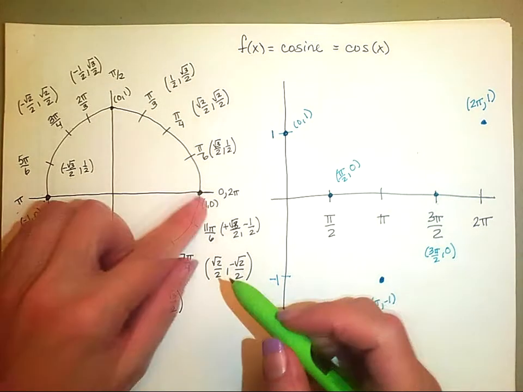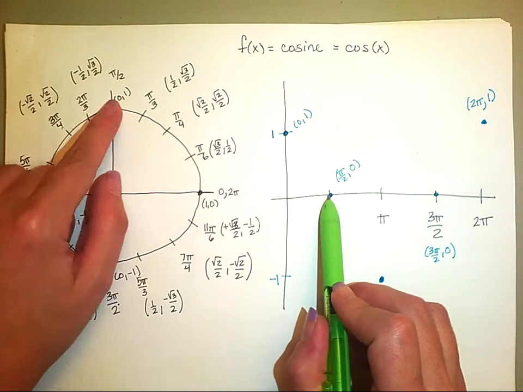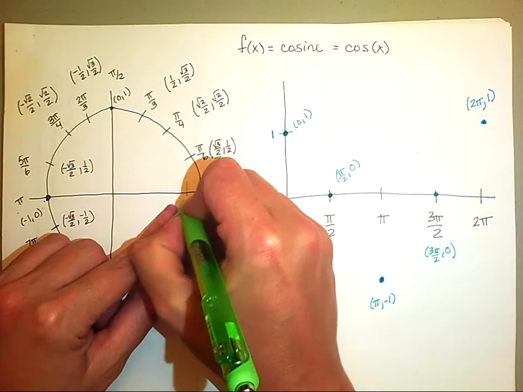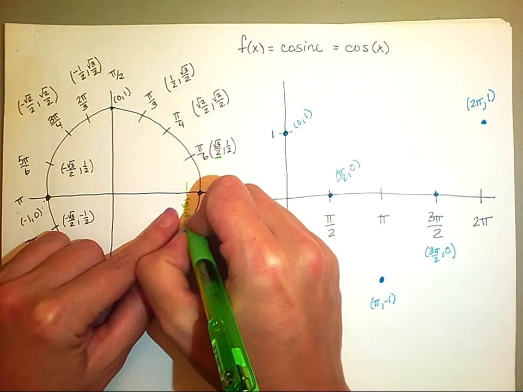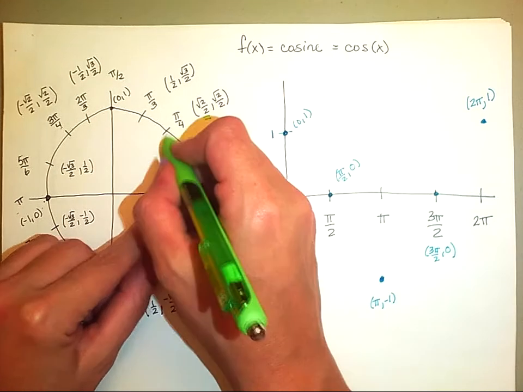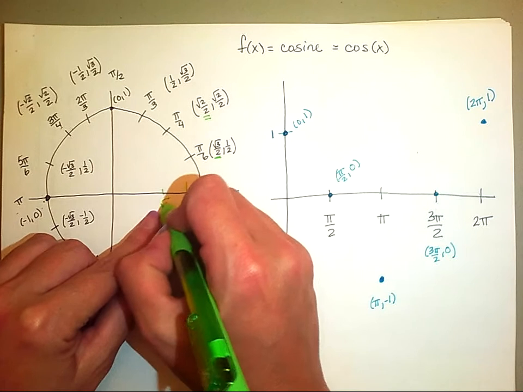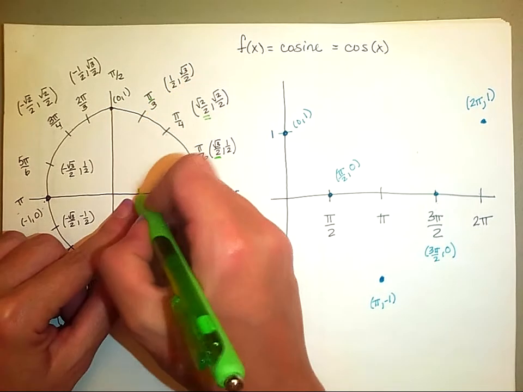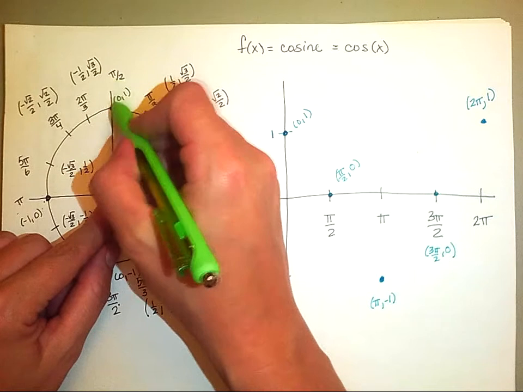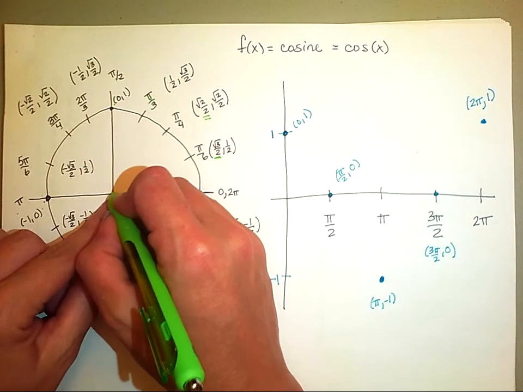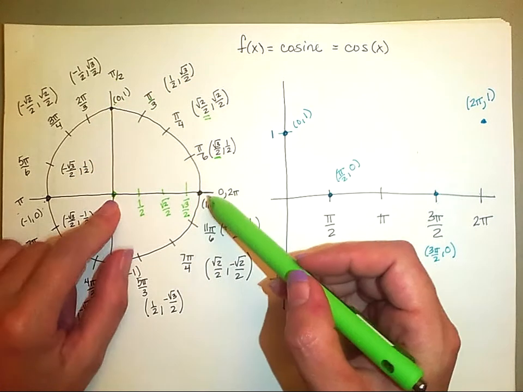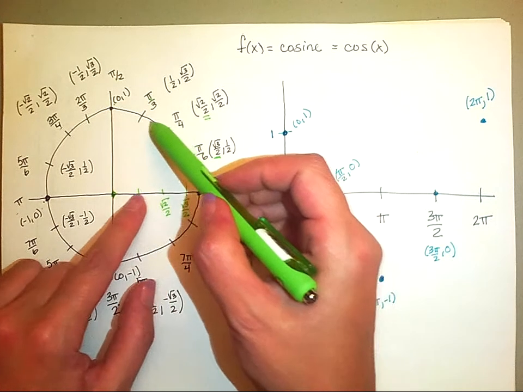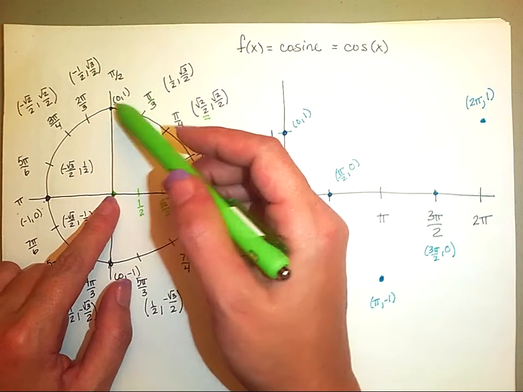So let's see what's happening as we go from 0 to 2 pi. Here we have a cosine of square root of 3 over 2. By the time we get to pi over 4, we have a cosine value of square root of 2 over 2. At pi over 3, we're at 1/2. And by the time we get to pi over 2, we're back at 0. So as we increase through the angles, the cosine is decreasing to 0.